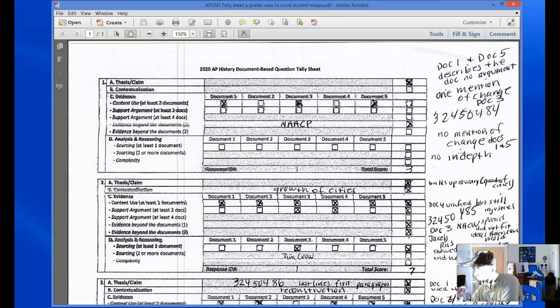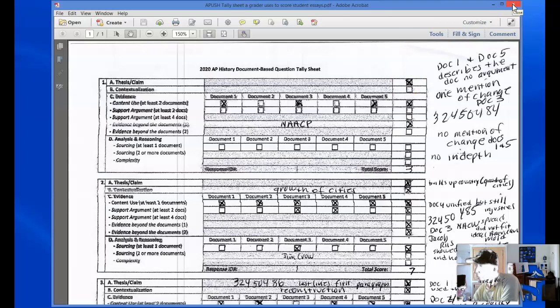Doc 2, this is what it was. Doc 3, this is what it was. Even if you don't use it to support, you're still going to get a point for mentioning it. Okay, so that's not too hard. It's easy to get 2 points. Make a claim and mention the documents. That's 2 points right there. Okay, so that's not that hard to do.